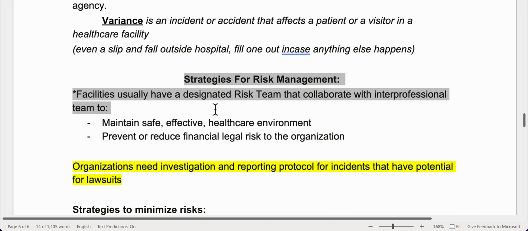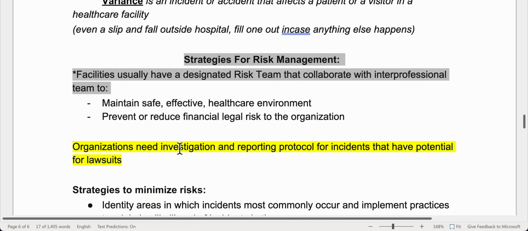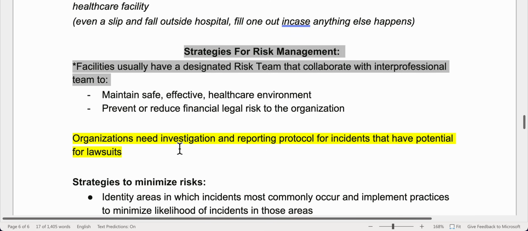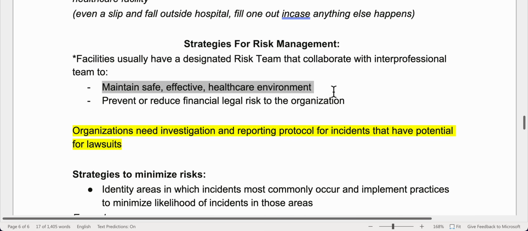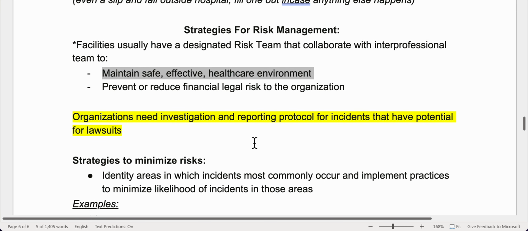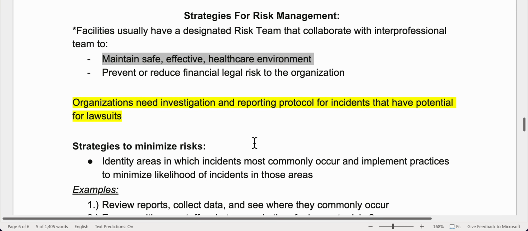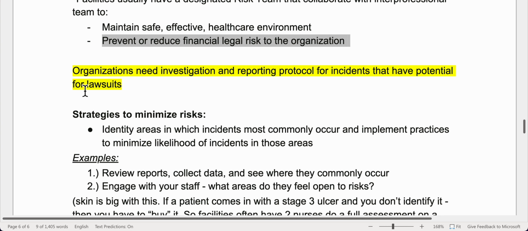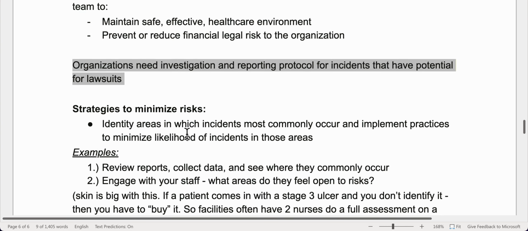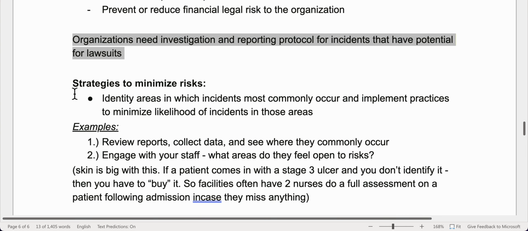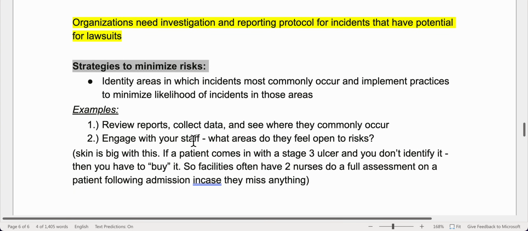Variance is an incident or accident that affects a patient or a visitor in a healthcare facility. Even for a slip and fall outside the hospital, fill one out in case anything else happens. Strategies for risk management: facilities usually have a designated risk team that collaborates with the interprofessional team to maintain a safe, effective healthcare environment and prevent or reduce financial and legal risk to the organization. Organizations need an investigation and reporting protocol for incidents that have potential for lawsuits.